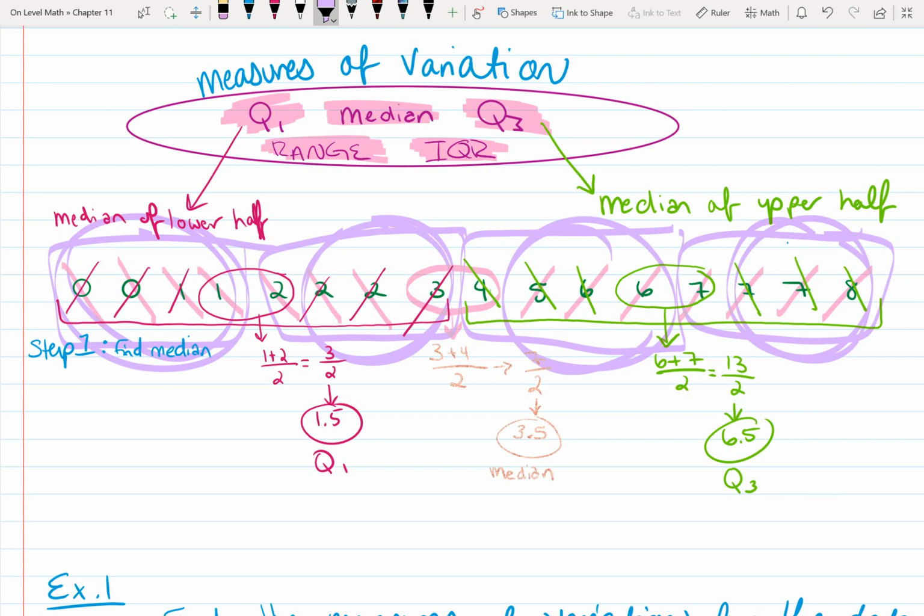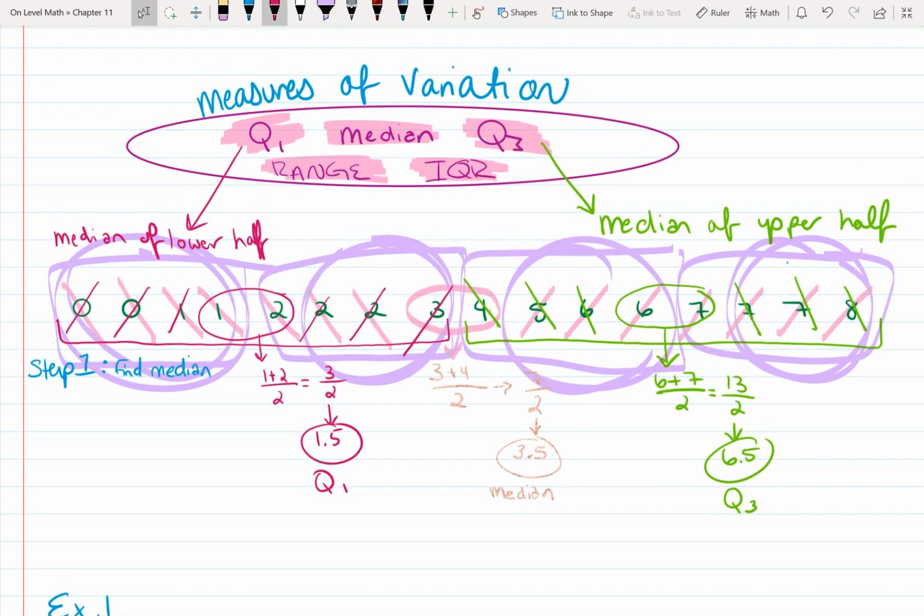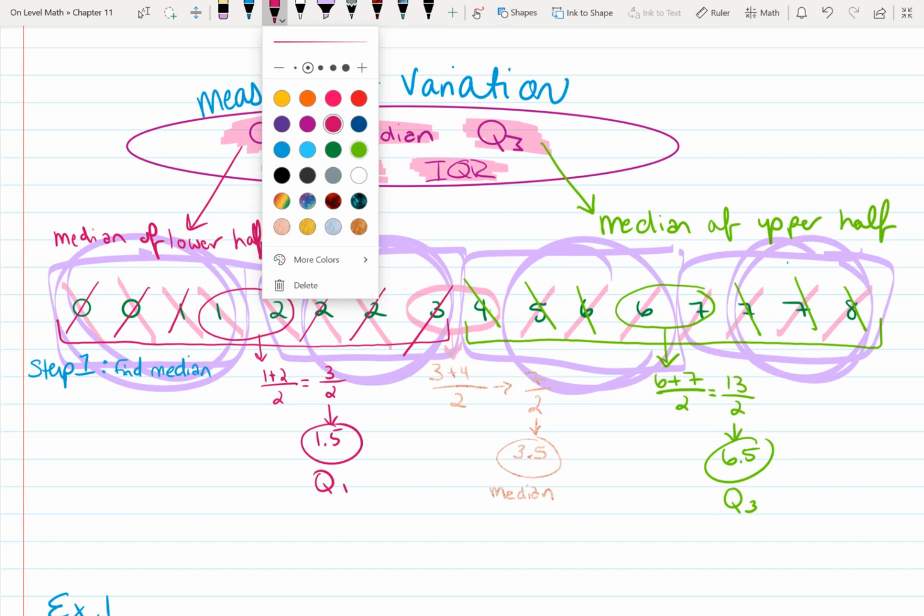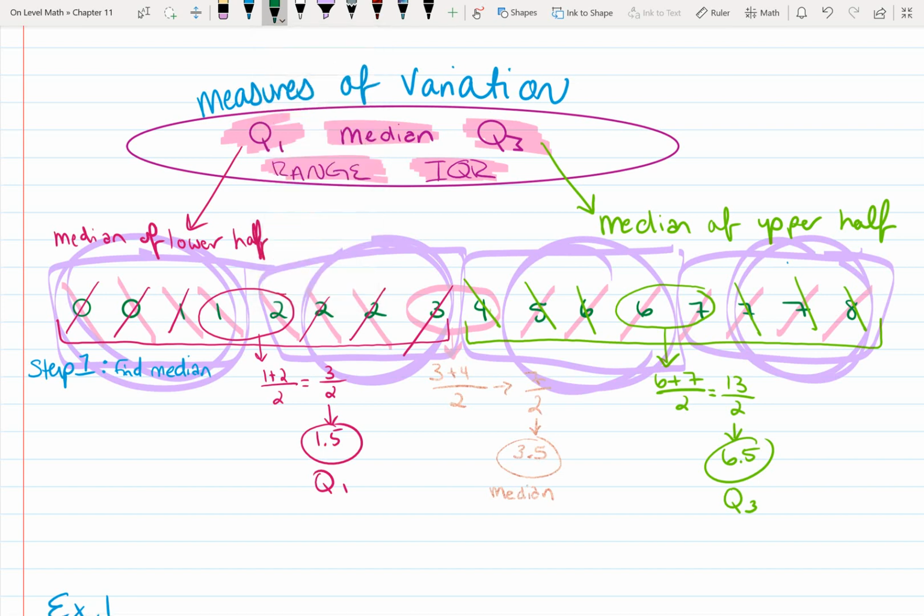Now, to find the interquartile range, we just have to subtract. Let's use a dark green. We've got to use quartile 3, so IQR, which is interquartile range. Do quartile 3 minus quartile 1. Quartile 3 is 6.5 minus 1.5, which is 4, right?